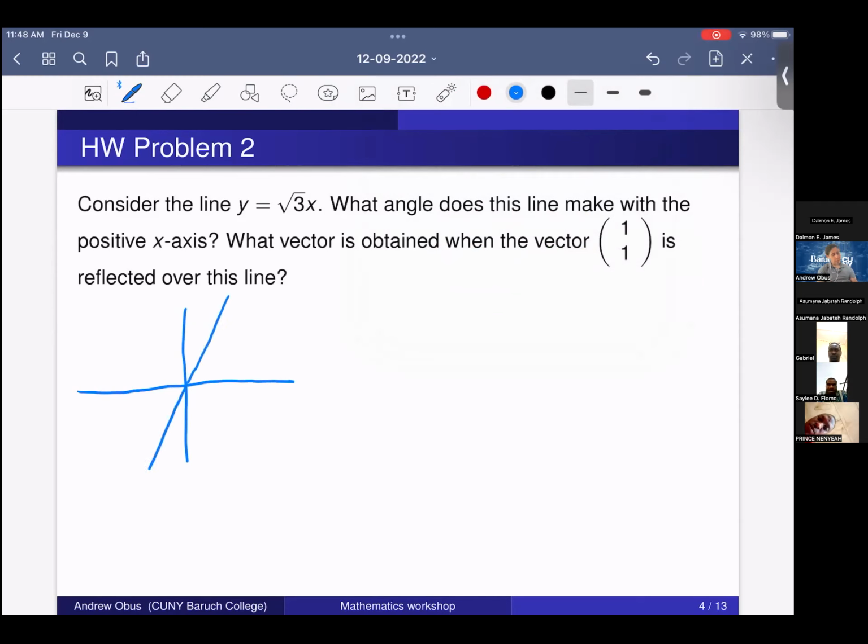So that's kind of like this. This is y equals square root of 3 times x. This is the x-axis, this is the y-axis. And we want to know, what is this angle here that this is going to make with the positive x-axis? Because ultimately, we want to know what happens when we reflect a certain vector over that line. And in order to do that, we need to use the formula. But to use the formula, we need to know what the angle is, right? So does anybody know how to calculate this angle right here?